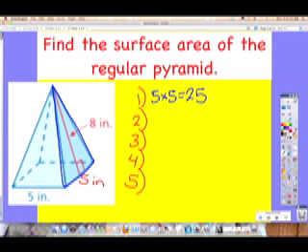Give me a hand in there. Help me out with this one. Joel, how'd you do this one? 5 times 8 divided by 2. Guys, you got this. What's 5 times 8? 40. 40 divided by 2? 20. Another hand in the air.